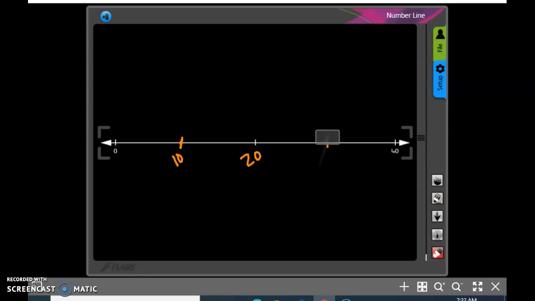Another way to think about this might be to ask yourself, what number comes directly in the middle between 0 and 40? You might have to use a hundreds chart for this. But when you look at the numbers, the number that's halfway between 0 and 40 is the number 20. So this is counting by 20s. 0, 20, 40.